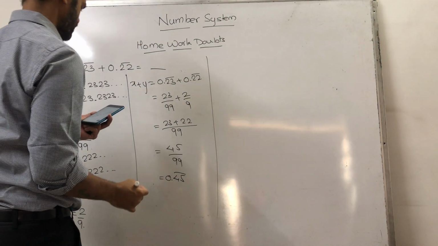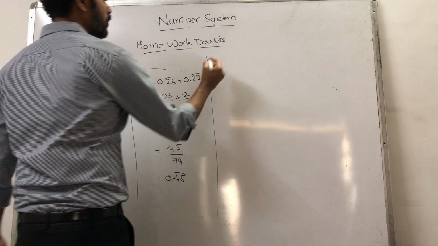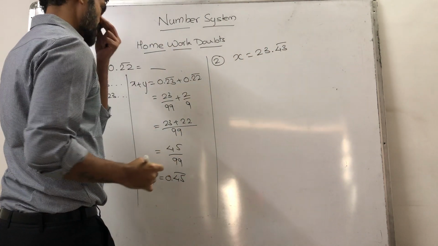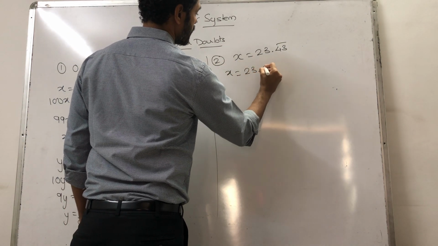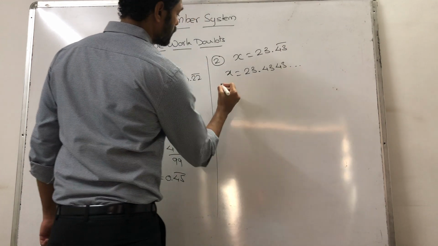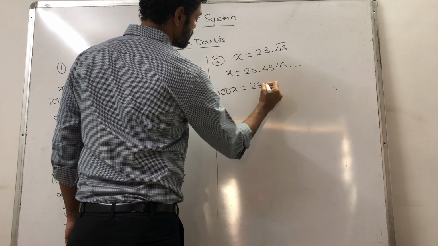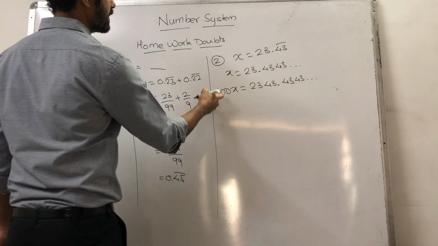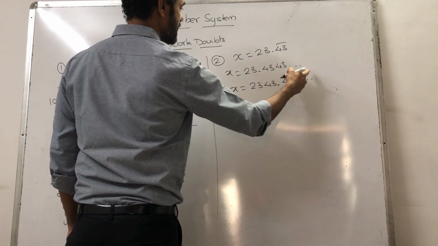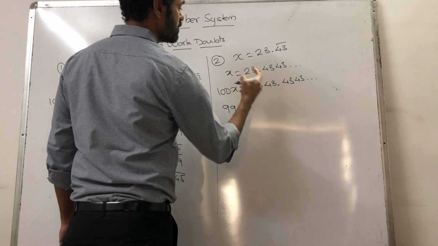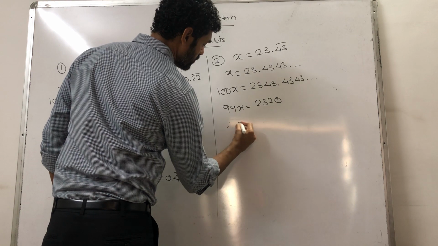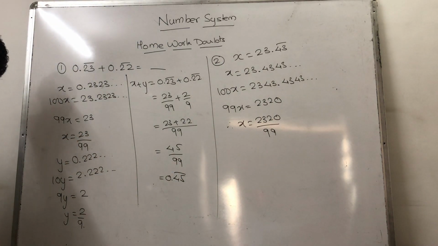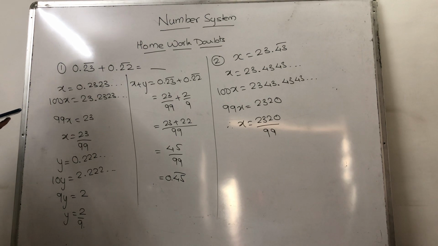The second sum, we have to convert 23.43 bar to p by q form. Yes, you write x as 23.4343. Two digits are getting repeated. You multiply by 100 on both sides. So this is 2343.4343. If you subtract, 100x minus x is 99x, and the same digits after the decimal get cancelled. 2343 minus 23 is 2320. Therefore, x is equal to 2320 by 99. That was the second question.